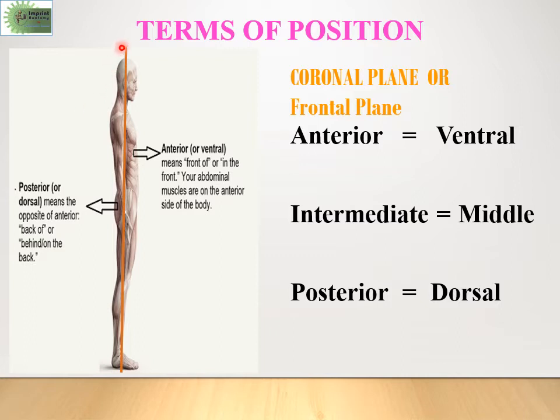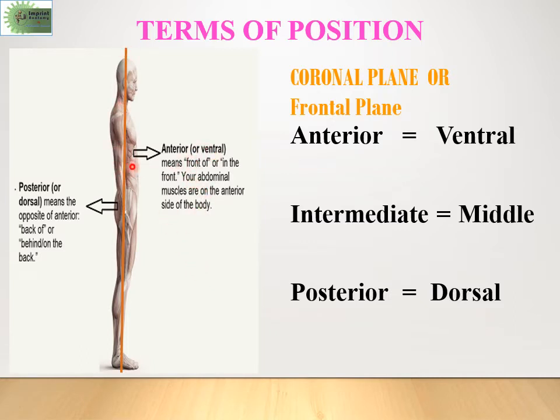So as we have learned the coronal plane, you can see here is a human body, and this is the coronal plane, which divides the human body into the front part, which is called the anterior part. This is also called the ventral part. So anterior and ventral position have the same meaning. I can say the front of the body, or the organ situated anteriorly.